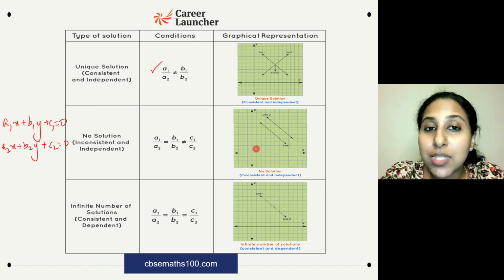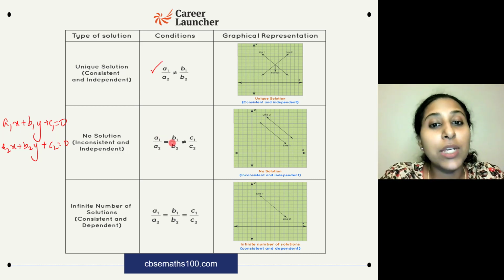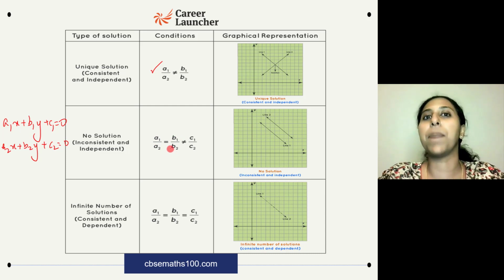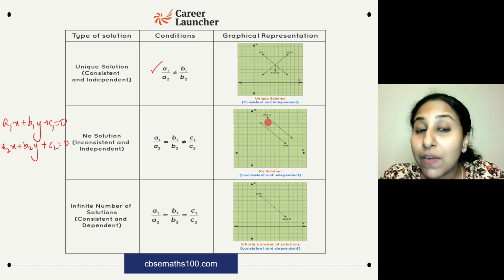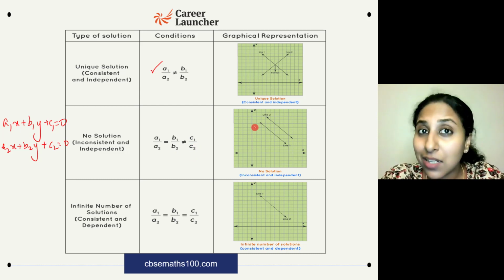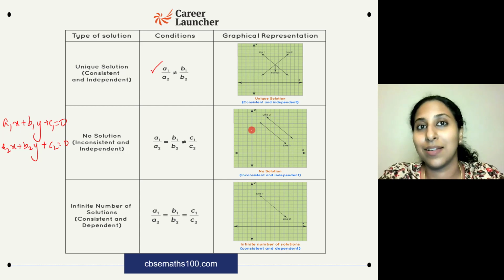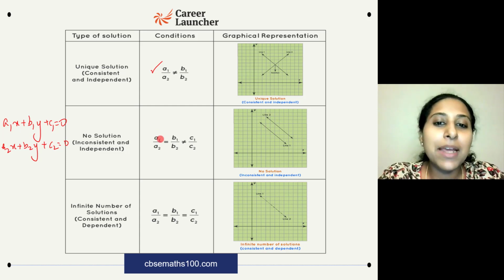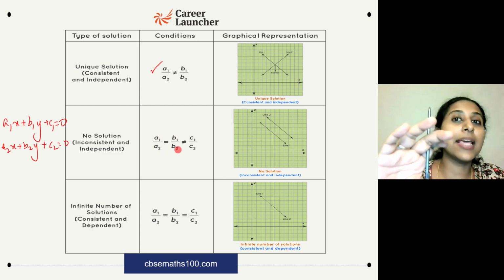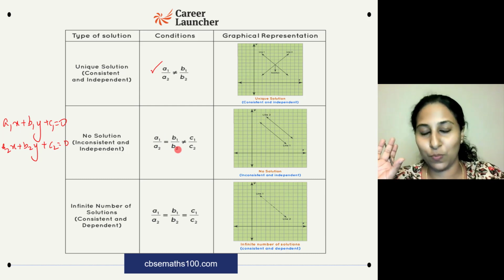For parallel lines, what is the condition? a1 by a2 equals b1 by b2, but it is not the same as c1 by c2. So here we have no solution. It is inconsistent. Okay. So a1 by a2 equal to b1 by b2, but they are not equal to c1 by c2.